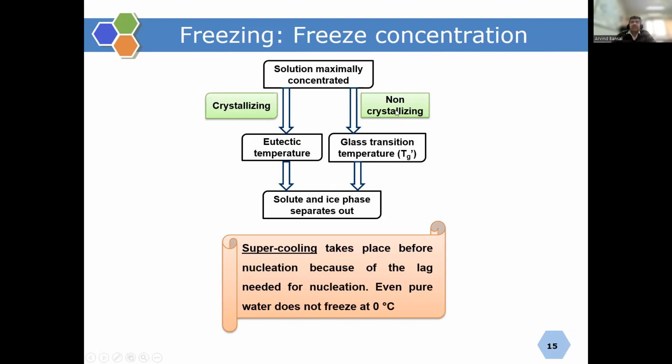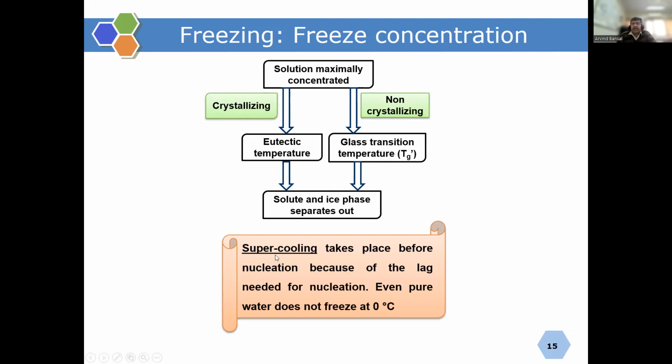The other possibility is that after maximal freeze concentration, the solute comes out in the form of an amorphous product. So this is a non-crystallizing separation of the solute from the solution. In this case, we observe a glass transition temperature, which is denoted by Tg prime. There is a comma on top of Tg, and this is called Tg prime. This also leads to the separation of the solute and the ice phase.